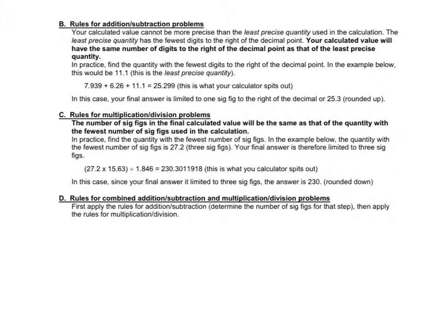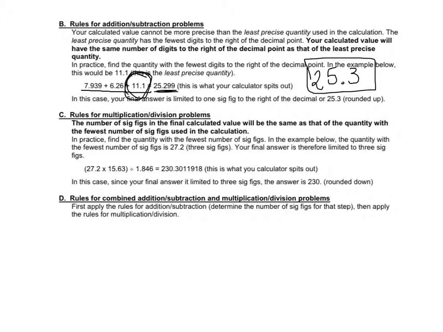So if you take a look at this example here, if you're adding these numbers, the one that has the least number of digits after the decimal point would be this one, and it only has 1. So when your calculator spits out this answer, you're going to round that to only having 1 digit after the decimal point. So it's going to be 25.3. That would be the right answer according to the rules of significant figures. And you do the same thing for subtraction problems.